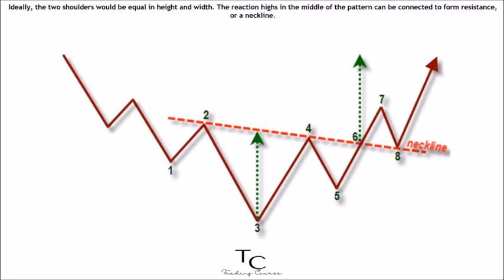The reaction highs in the middle of the pattern can be connected to form resistance, or a neckline. The price action that forms the head and shoulders bottom is roughly the same as that which forms the head and shoulders top, but reversed. The role of volume marks the biggest difference between the two. Generally speaking, volume plays a larger role in bottom formations than top formations.